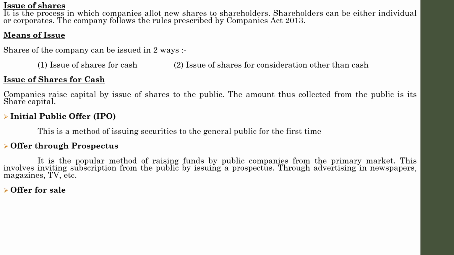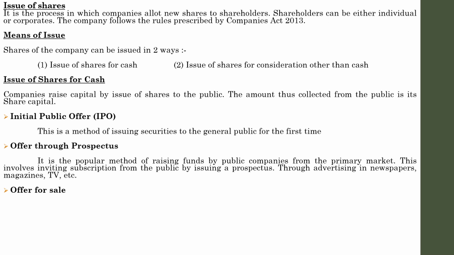Next one, offer for sale. In this method, securities are not issued directly to the public. In the former two methods, the shares are issued directly to the public, but in offer for sale, the securities are not issued directly to the public. Instead, securities are offered for sale through intermediaries like issue houses and stock brokers. You might have heard the term brokers. Stock brokers will act as an intermediary between the company that is going to issue shares and the public also.